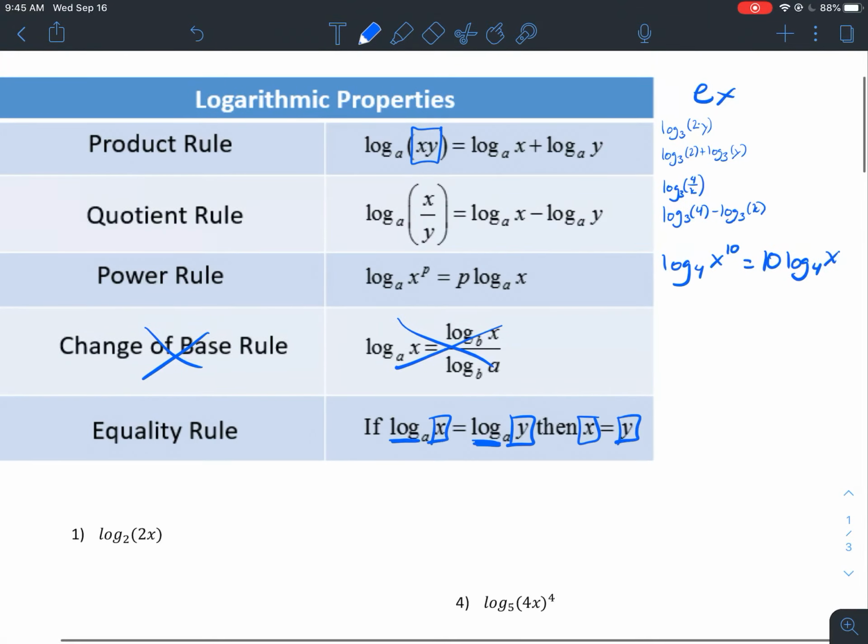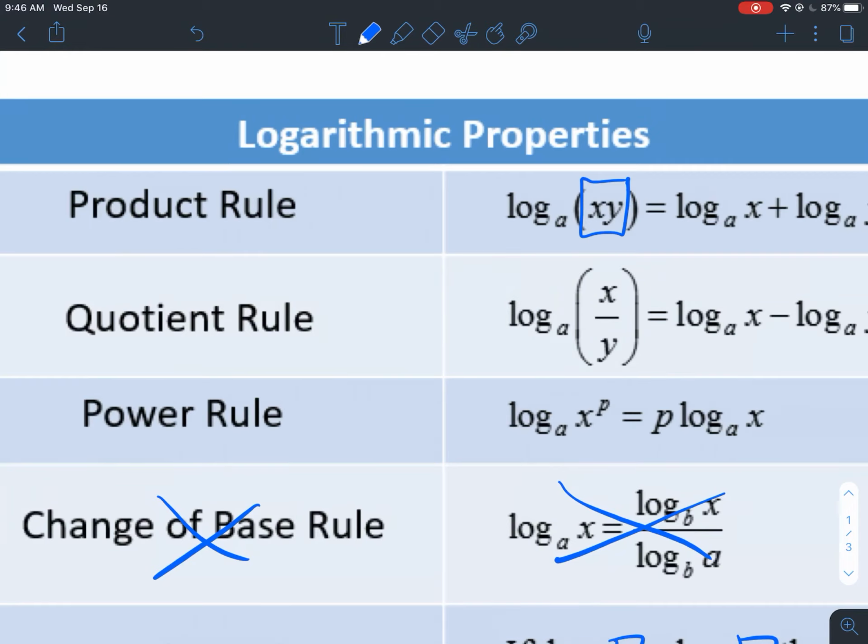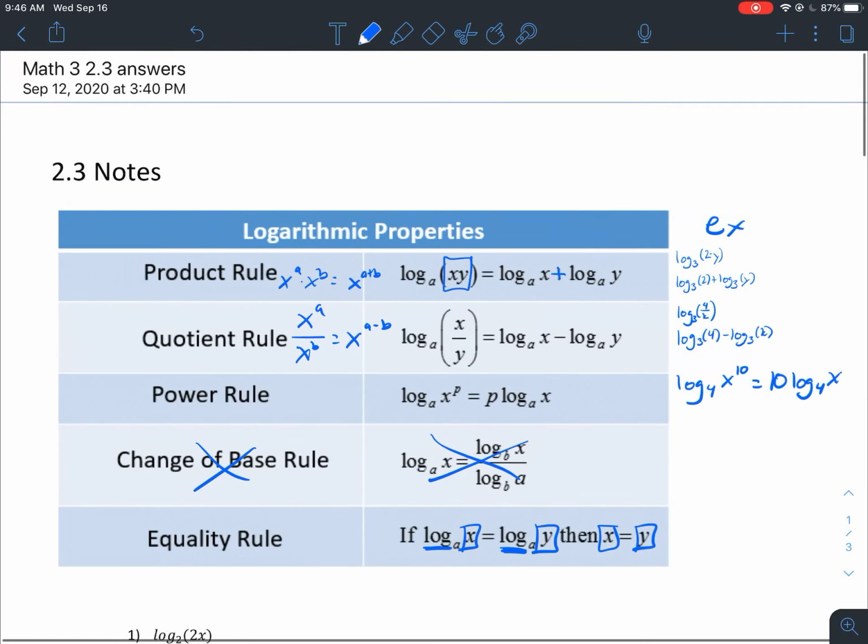I want you to notice the similarities of these two exponent properties, right? And remember, these are inverse functions. If I had x to the power of a times x to the power of b, that's going to equal x to the a plus b. That's the product rule for exponents. Notice how we multiply, we add. With the quotient rule for exponents, x to the a over x to the b equals x to the a minus b. So I want you to notice these similarities.